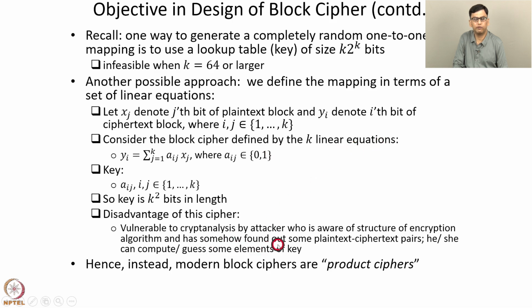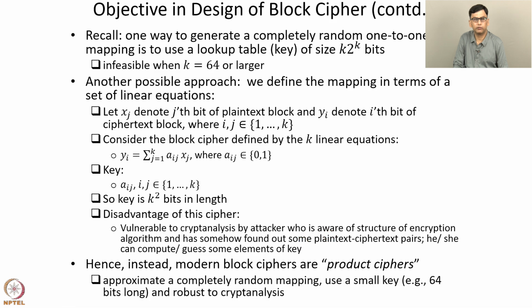Instead, modern block ciphers are product ciphers. We'll discuss what is meant by product ciphers. A product cipher approximates a completely random mapping using a small key, for example, 64 bits long, and it is robust to cryptanalysis. So we now discuss what a product cipher is.